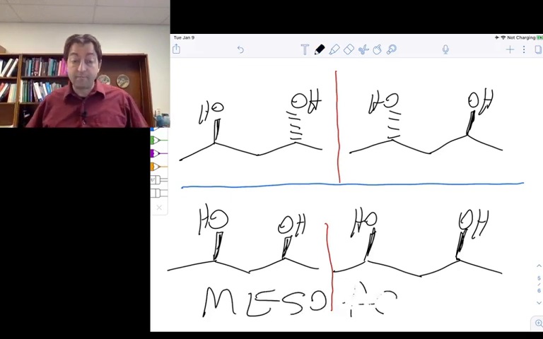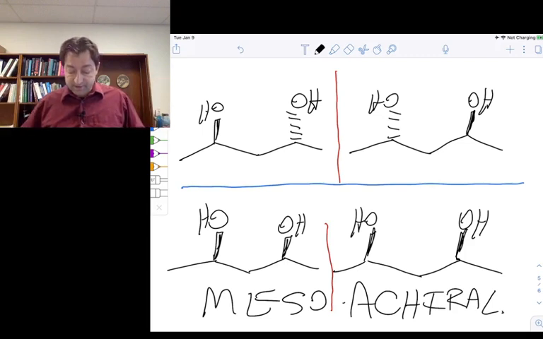These are meso compounds. They're achiral. They are just achiral objects. They don't do any of the things that we associate with chirality. Meso compounds, even though they've got stereogenic centers. Each one of them has an sp3 hybridized carbon with 4 different substituents on it.